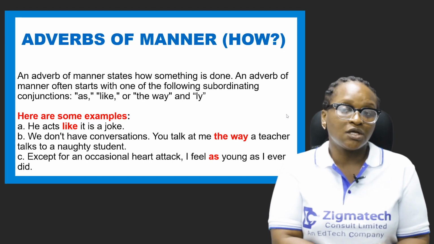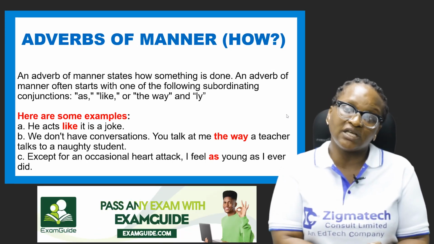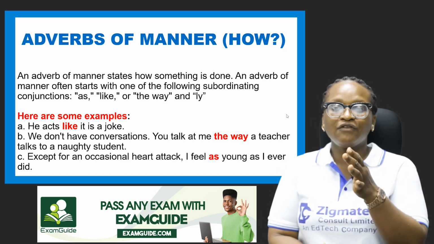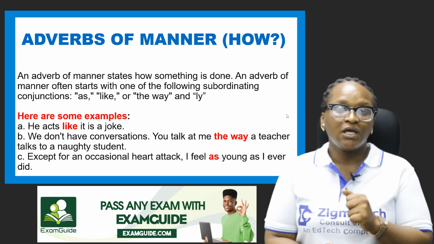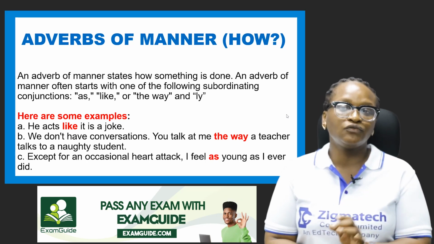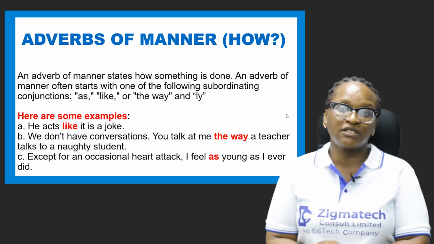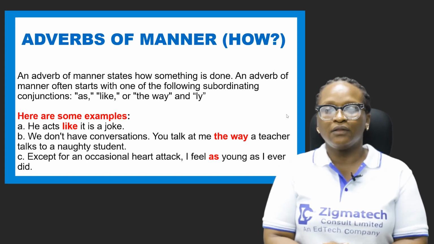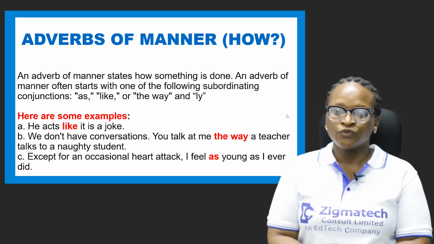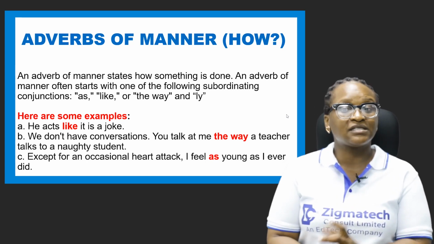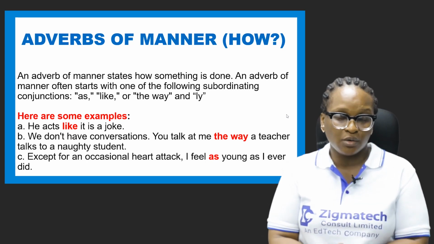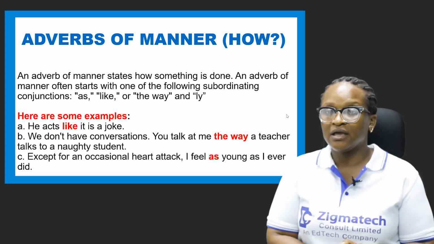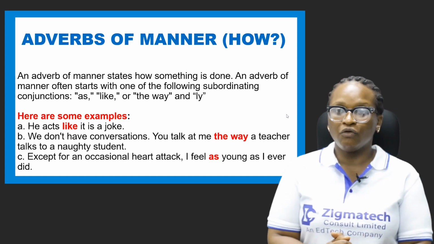I had to use others so that you could know that there are other words that introduce adverb of manner other than the ly. So an adverb of manner states how something is done. An adverb of manner often starts with one of the following subordinating conjunctions: as, like, or the way, and the ly word. All right, so here are some examples. He acts. How does he act? Like it is a joke. He acts like it is a joke. So the word like here functions as adverb of manner.